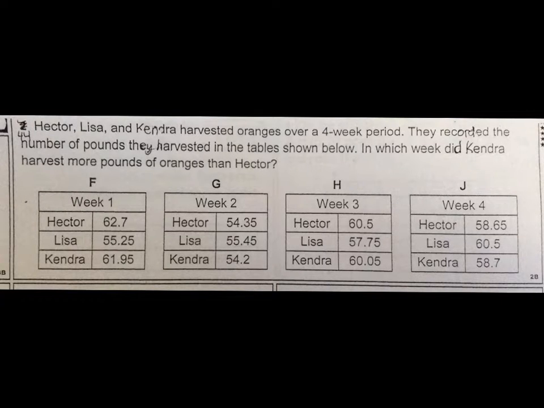Number 44. Hector, Lisa, and Kendra harvested oranges over a 4-week period. They recorded the number of pounds they harvested in the tables shown below. In which week did Kendra harvest more pounds of oranges than Hector?